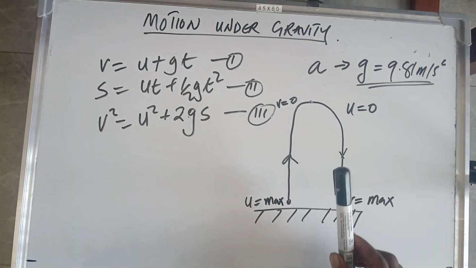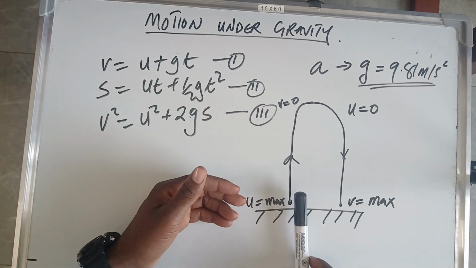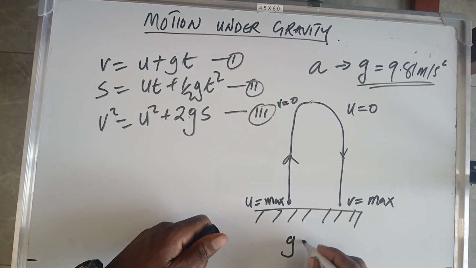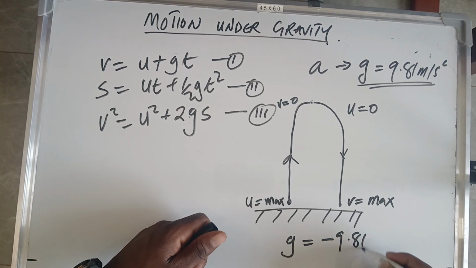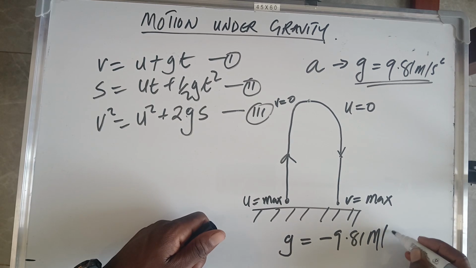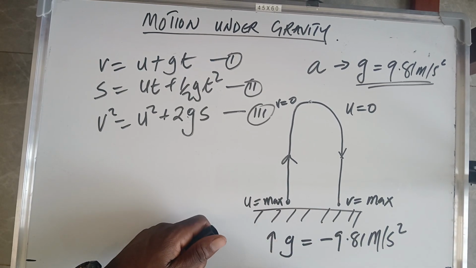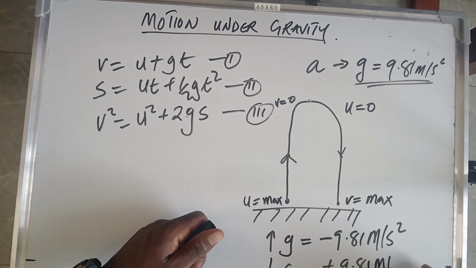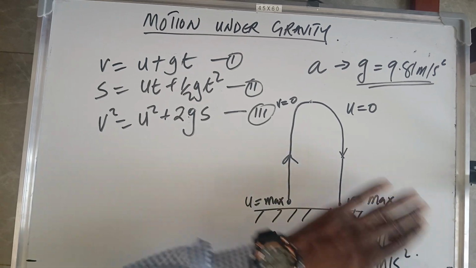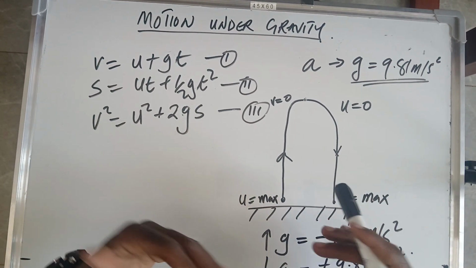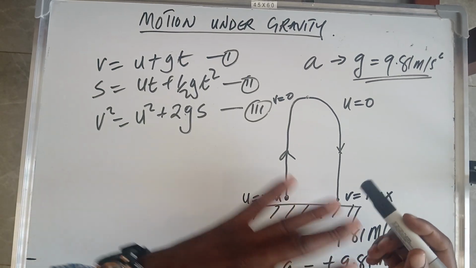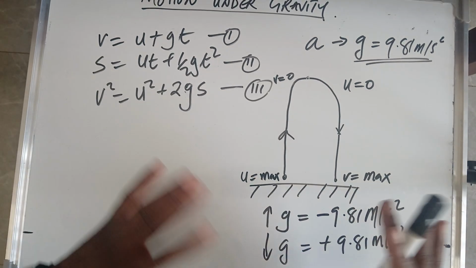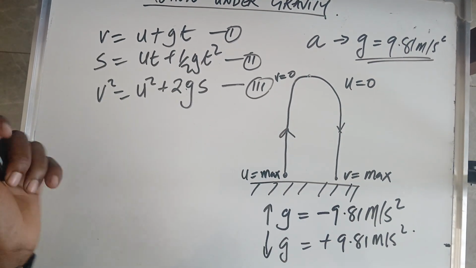So for example, in our case, what we are going to use is when the object is going up, we are going to take acceleration to be negative 9.81 meters per second squared. When it's coming down, gravity will be positive 9.81 meters per second squared. So we just need to define this so that we don't get mixed up. All right, so we can move on in that direction, solve some questions, then we call this a rest.